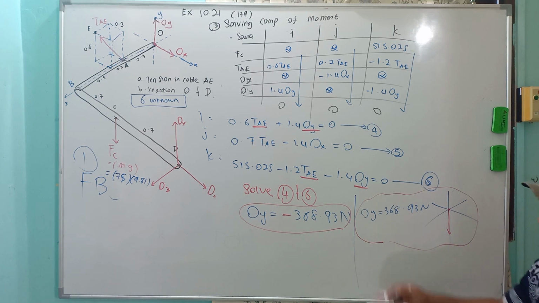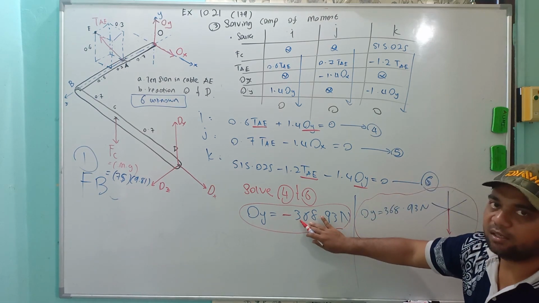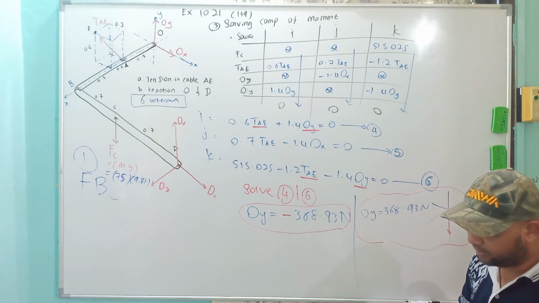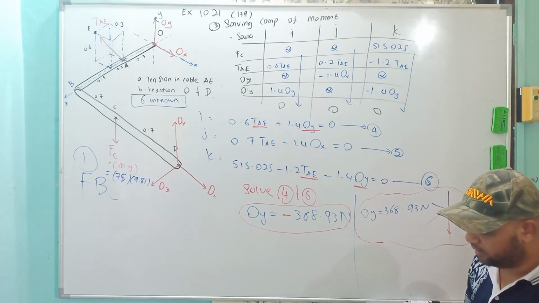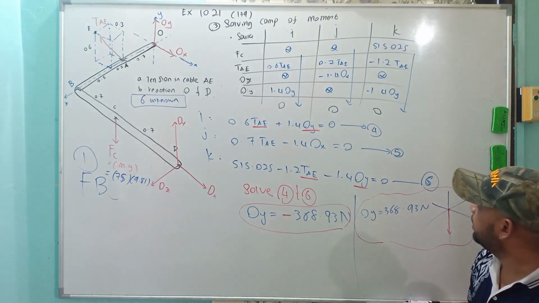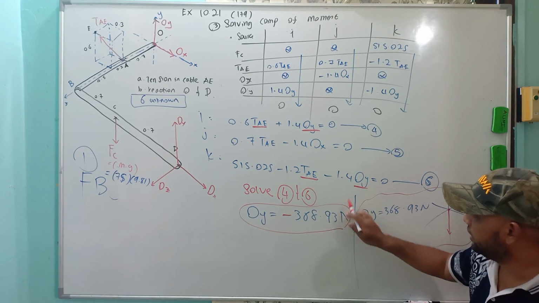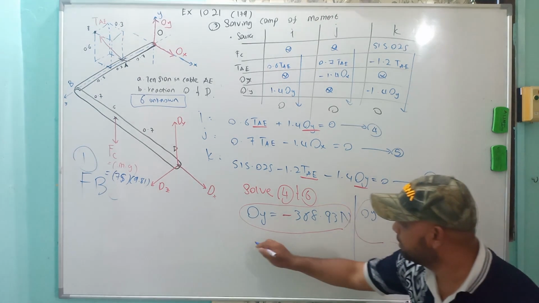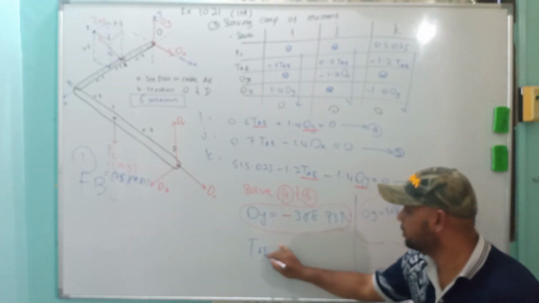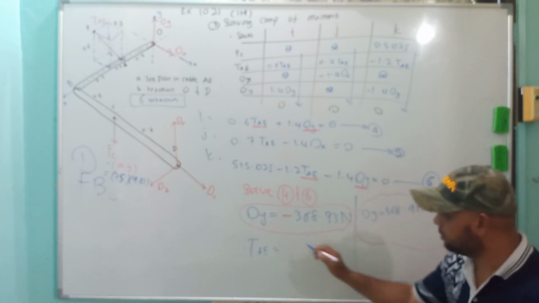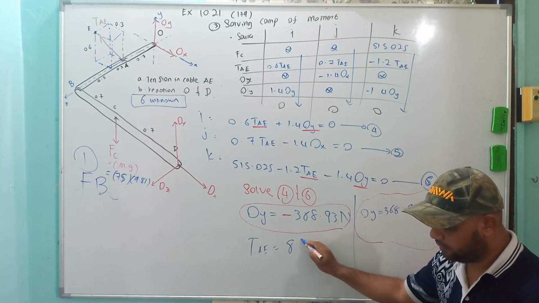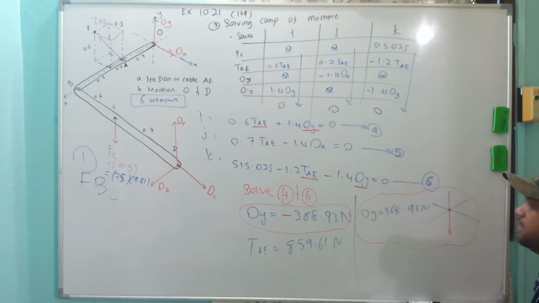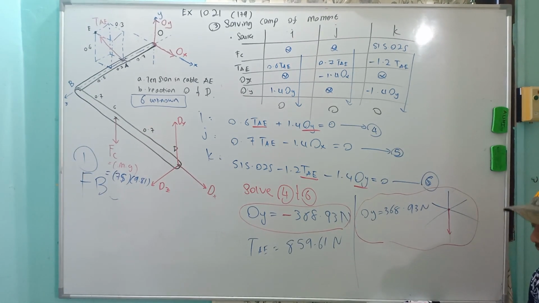Okay, so in our calculation, this is the original value, so you have to put this one again. So I'll put this negative value in equation number 4. Put it in equation number 4, you will have the TAE equal to 859.61 Newton.